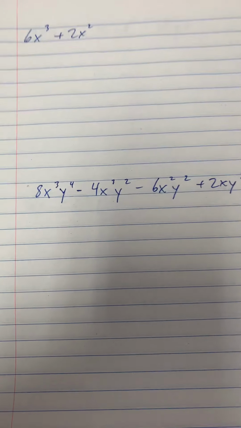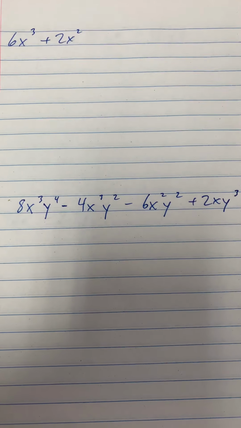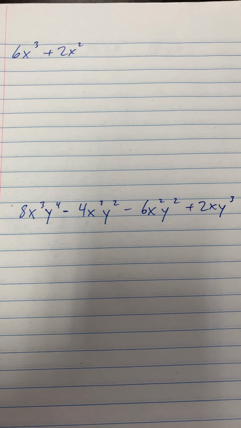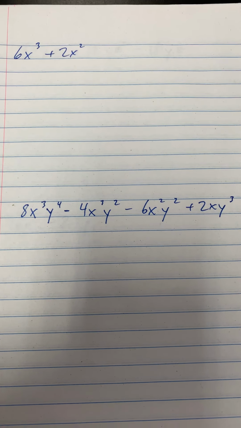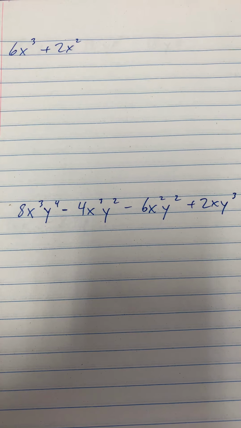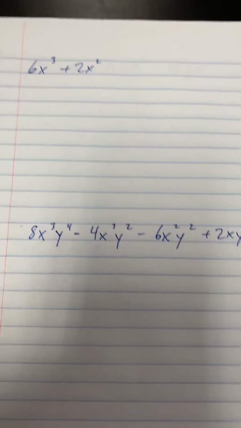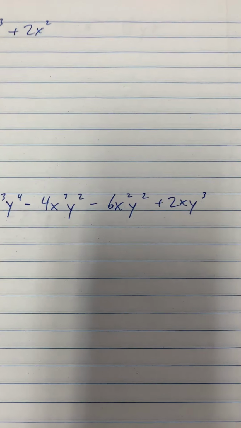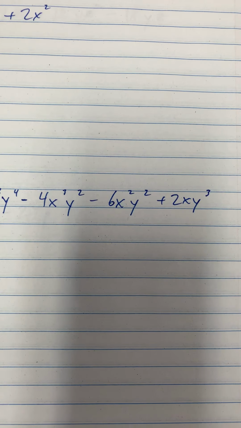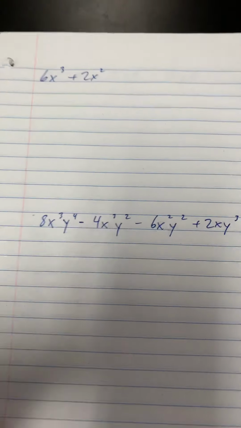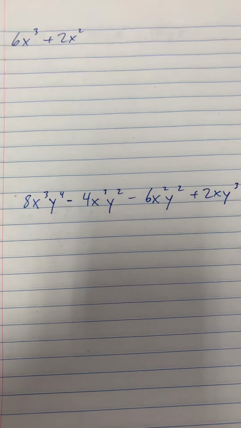Algebra 1, last lesson. Last lesson, all right? Let's finish it strong. So we're just factoring out the greatest common factor. Let's see, the name of the lesson is factoring out the greatest common factor. Wow, I can't believe I actually got that right.